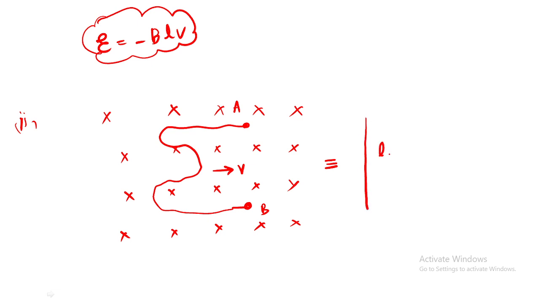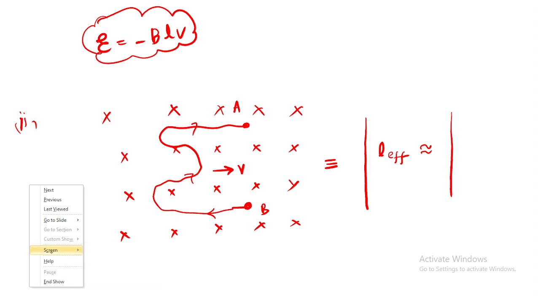The effective length, L effective. I have to consider this almost equal to one cell, because whenever it is moving in this direction, the current induced inside this one is like this. So what happened here? One important point I would like to discuss here.